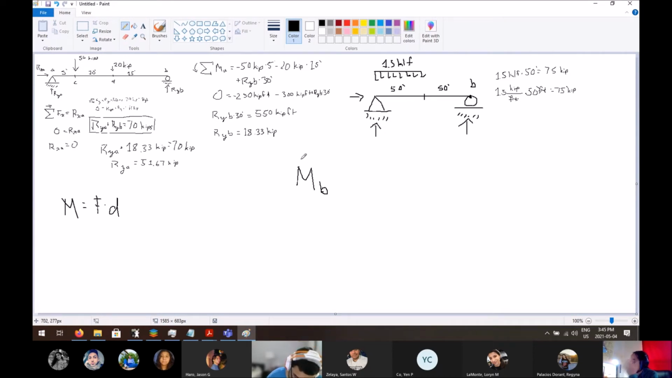But this is not really the point that I'm trying to get to, but you know what, we'll just do this. Let's do this. So summation of forces, counterclockwise is positive moments. Summation of moments at B.